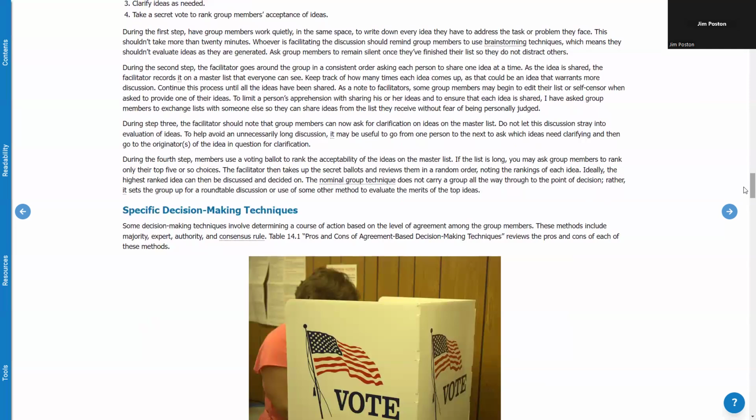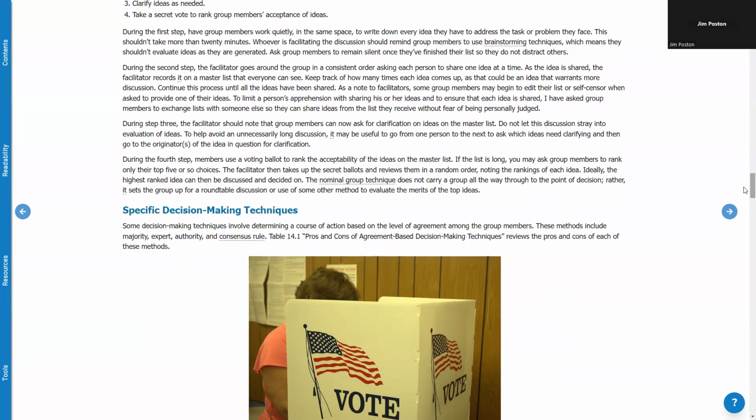During the first step, have group members work quietly in the same space to write down every idea they have to address the task or problem they face. This shouldn't take more than 20 minutes. Whoever is facilitating the discussion should remind group members to use brainstorming techniques, which means they shouldn't evaluate ideas as they are generated, and to remain silent once they've finished their list so they do not distract others.